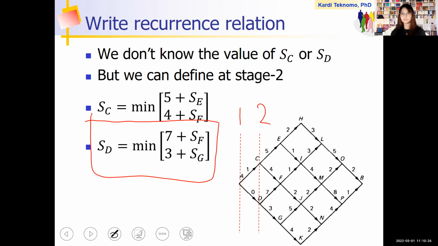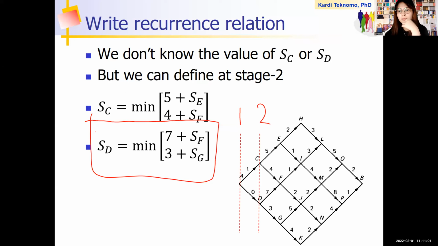Livy, can you get this formula or not? Yeah, I got it. Joy, no problem? No problem. Okay, if there is no problem, can you give me the formula in node E? Joy, and then Livy, can you give me the formula in node F? Okay, SE equals the minimum of either 2 plus SH or 1 plus SI. Wow, very good.